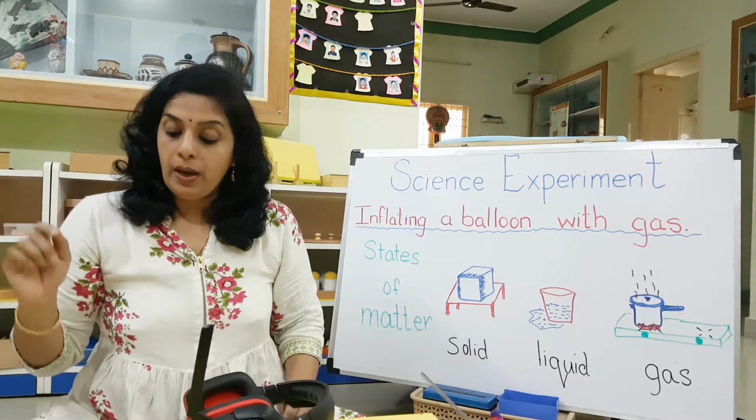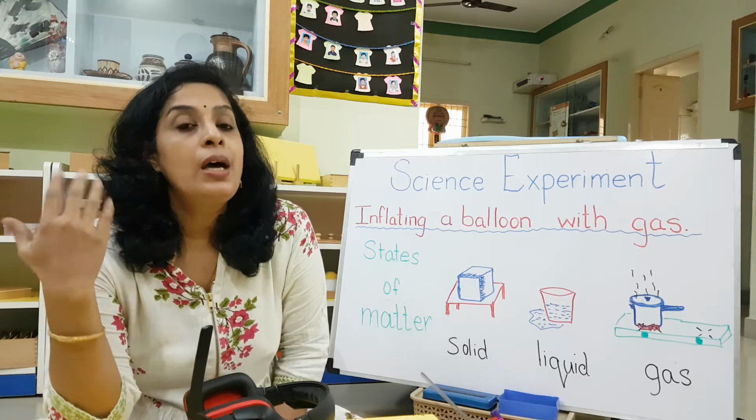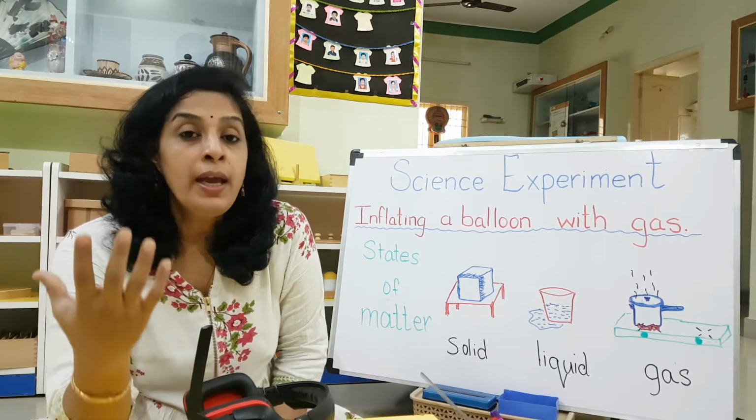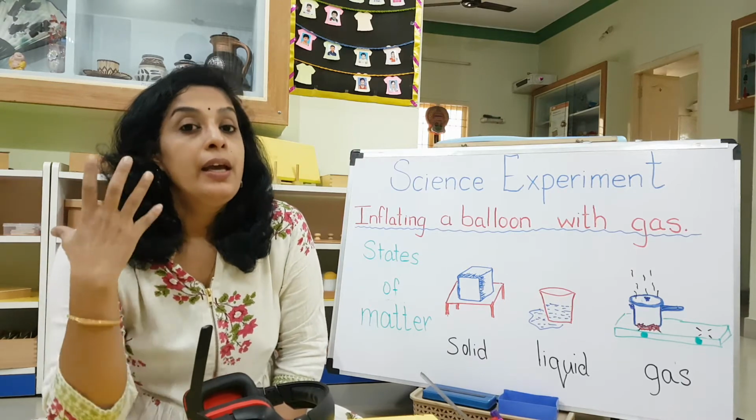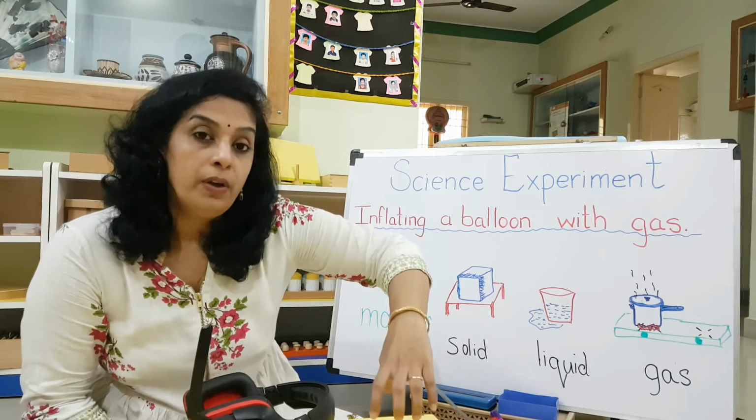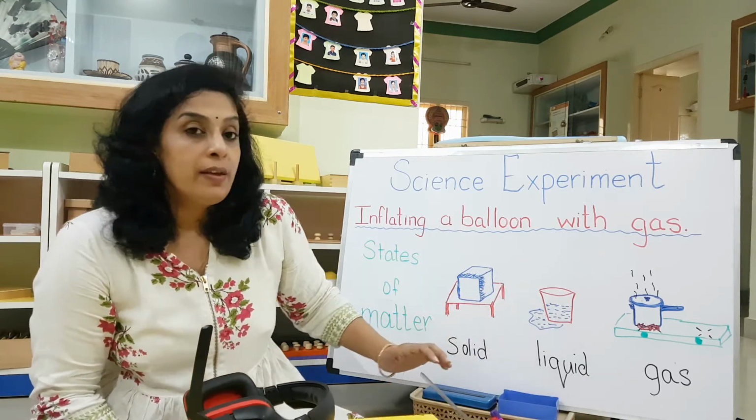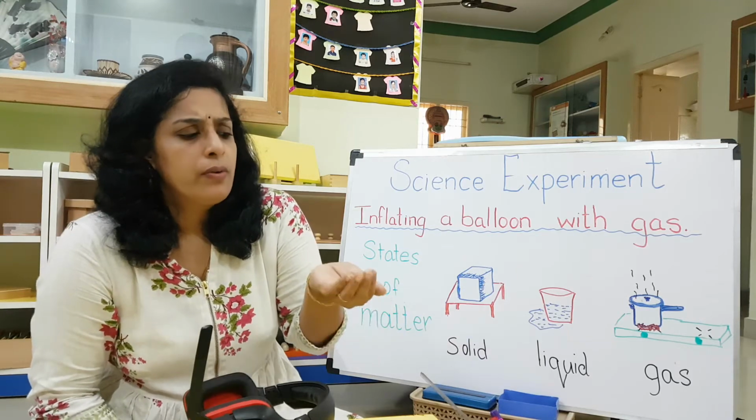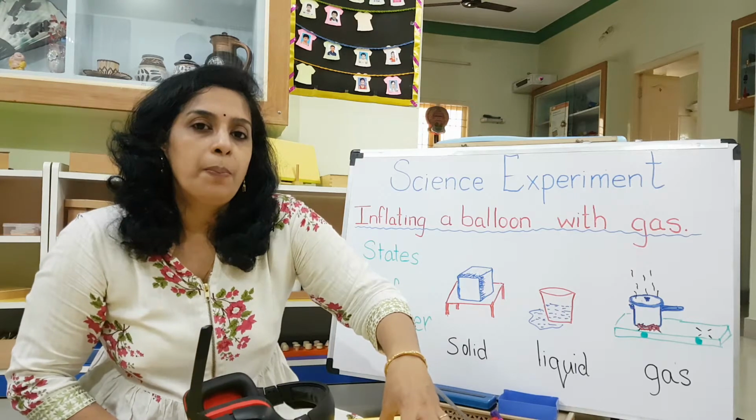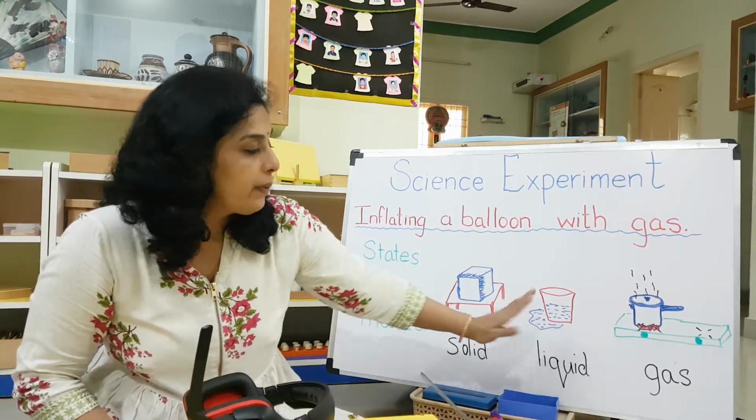Okay, now what we will do is we are going to the third state. Third state is called the gaseous state. Okay, gas. Okay, first solid paathom. Solid ungalala pidikka mudiyum. If you put it somewhere, it will stay in that place. Liquid is you can try and hold. Konjam you can hold water in your hand, but you cannot keep it in a place because it will flow off. Adha thanni poidum. Adu liquid.